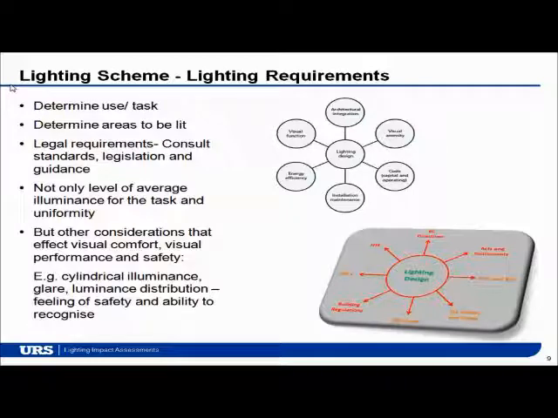The next thing that we need to consider is the lighting requirements for the site. Determine the use and the task in the space, and also which areas need to be lit. There's often areas that don't need to be lit, as was discussed yesterday. Lots of pedestrian paths within residential areas don't need to be lit. Also, we need to consider making sure visual comfort, as we talked about yesterday, and fear of crime is covered so that people feel safe in the space.